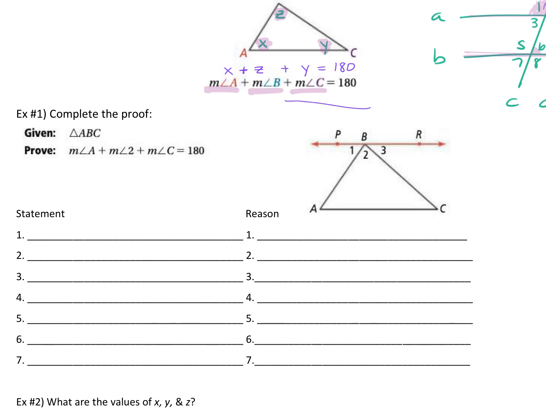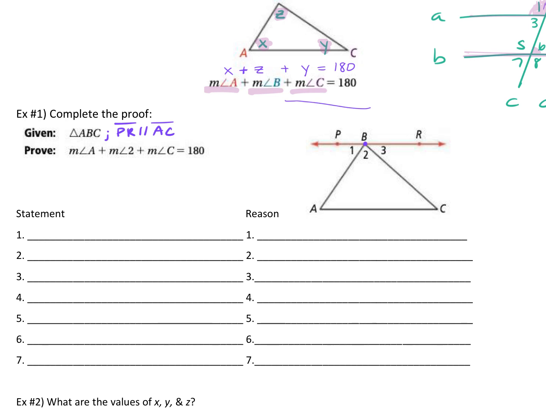Oh, and you know what? Part of this is off. So given triangle ABC, I'm also going to say that PR is parallel to AC. Okay? PR is parallel. I'm just going to give you that as your given.